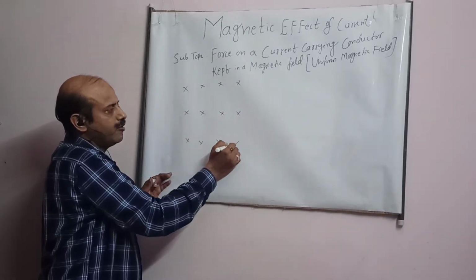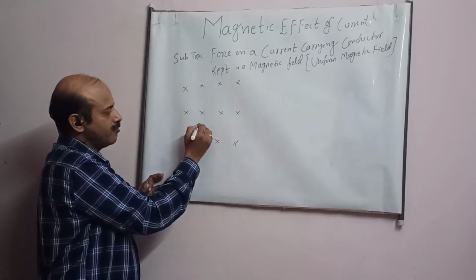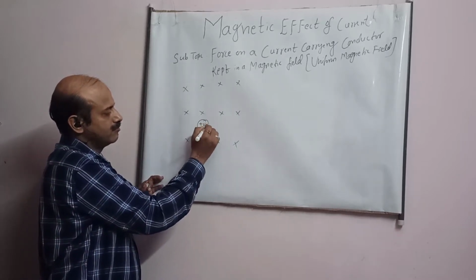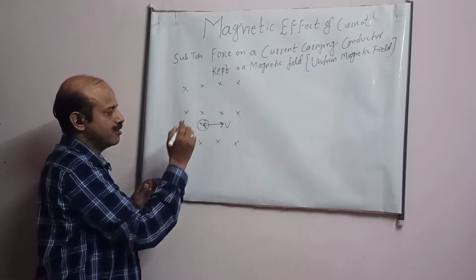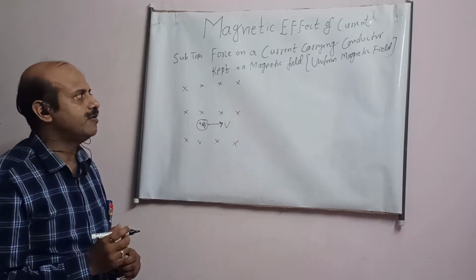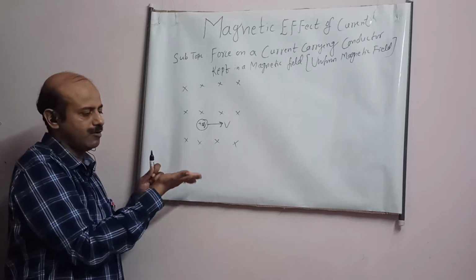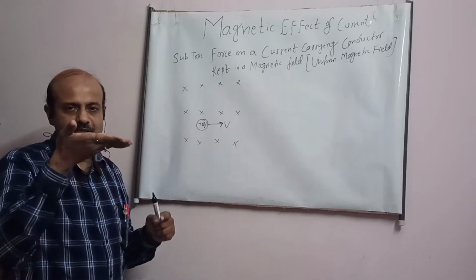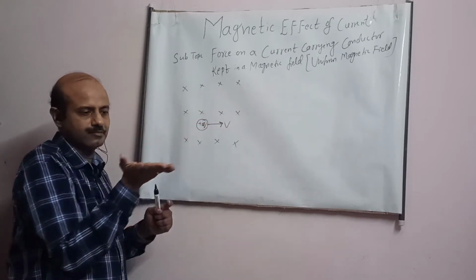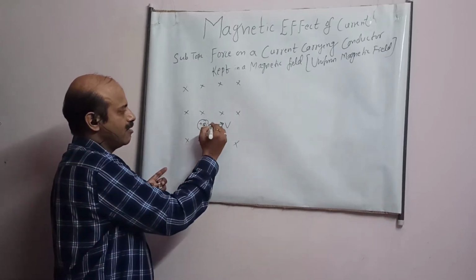This symbol you already know: magnetic field inside the board, perpendicular. Suppose a charge is moving in this direction. So there will be a magnetic force. We have already studied how to find the direction of that force: the first finger towards the velocity and the second finger inside, along the direction of the magnetic field. So you can see the force is acting upward.